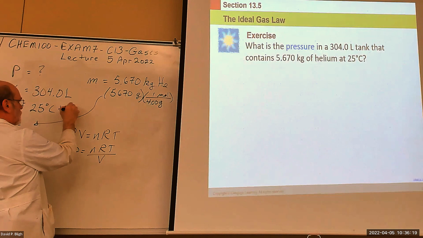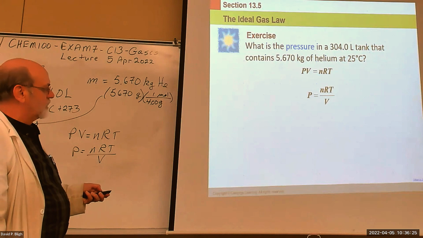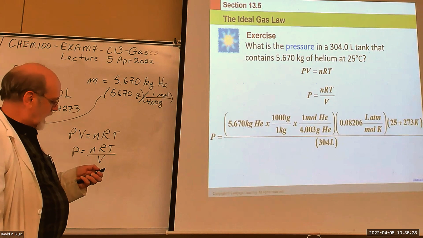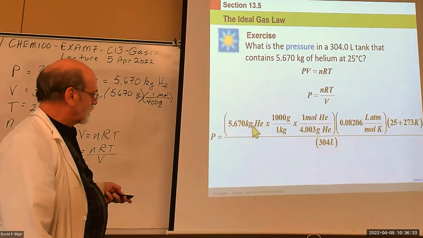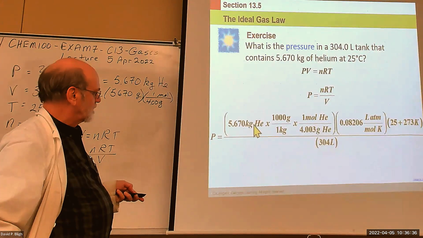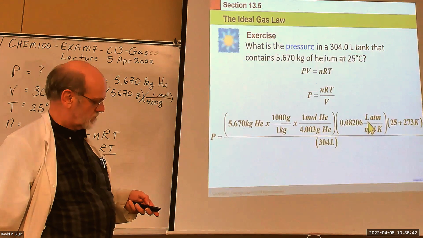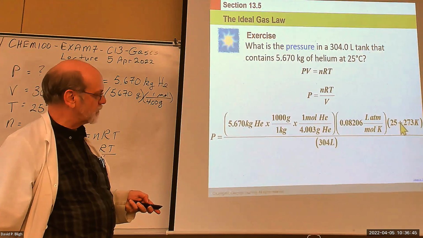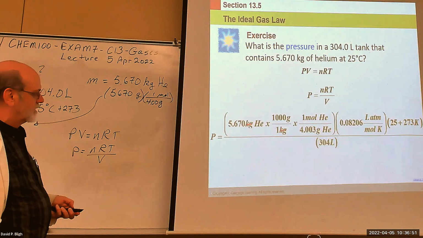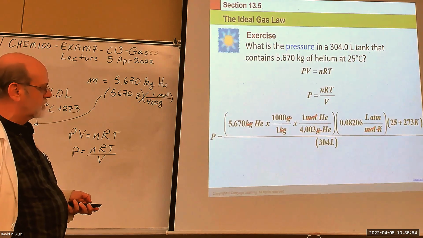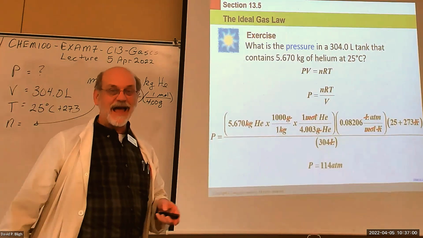And it's kind of messy, but this one changes the mass of helium into moles, right? That's the n. There's your R. There's your temperature. There's your volume. And cancel the units. There's your pressure: 114 atmospheres.